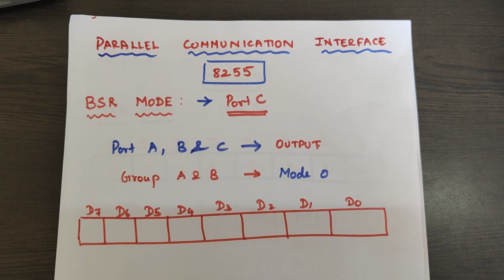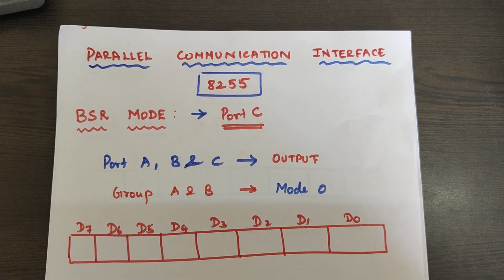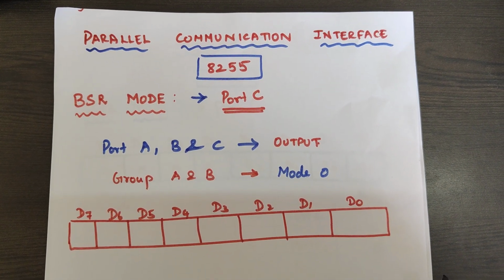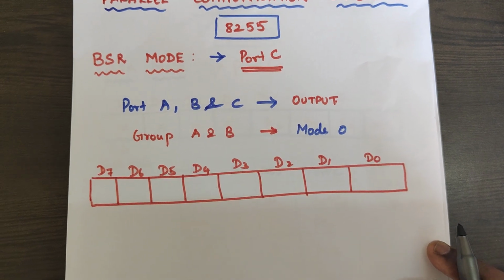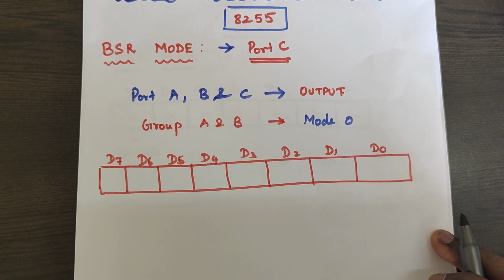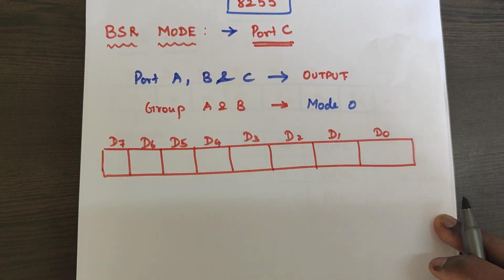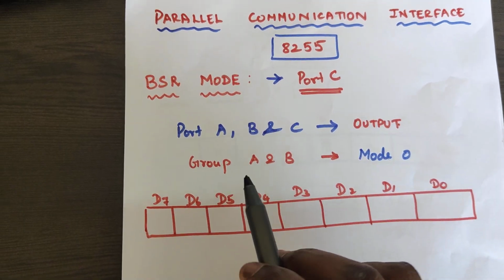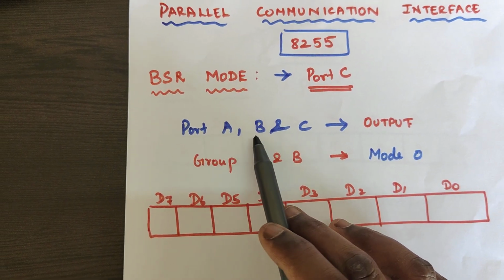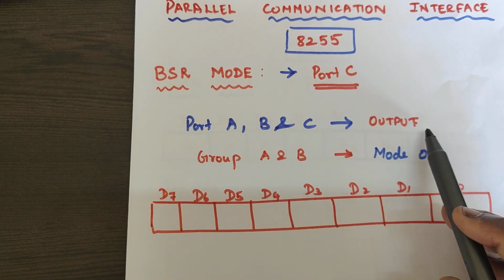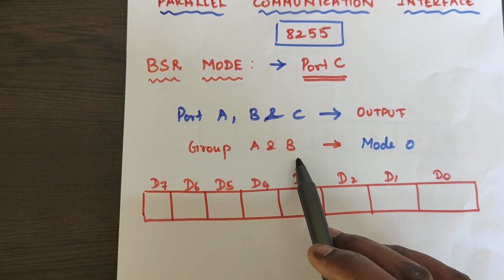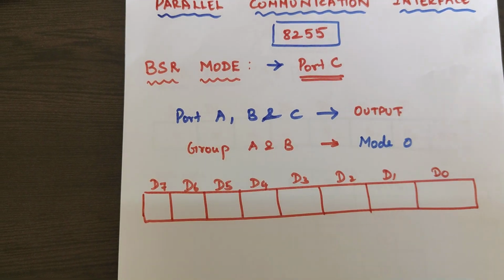So let us consider that BSR mode acts only on port C. And the first thing you have to do is initialize your 8255. To initialize the 8255, I will choose my input and output mode. Let's consider all 3 ports, port A, port B and port C, will act as output, and both group A and B will operate in mode 0.